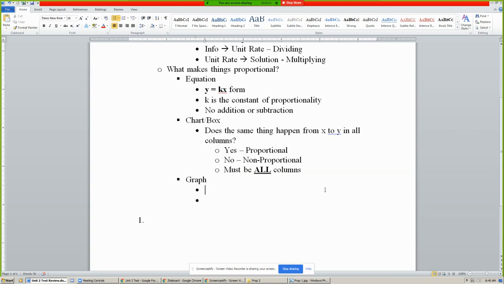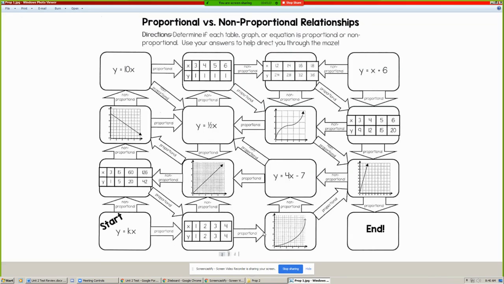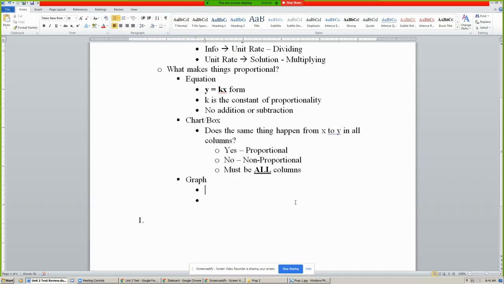All right, and finally we have graphs. We look at graphs like this, or like this, or like this. And graphs should be the easiest one, right? It's just an eye check. Is it a straight line? And does it go through the origin, which means it hits 0, 0.